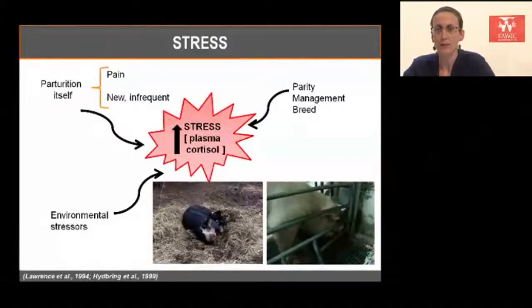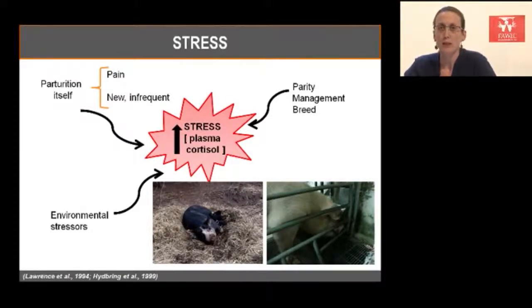And that increases the stress because it increases the concentration of plasma cortisol. And finally, parity is another factor, because we normally assume that primiparous mothers have more stress than multiparous ones, and there are different reasons. Normally it is because it is a new experience, and also, for example, in the case of sows, it is because probably it is the first time that a sow is allocated in a farrowing crate.